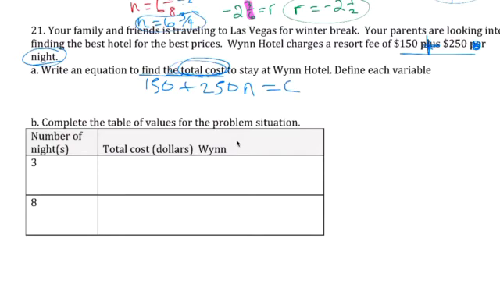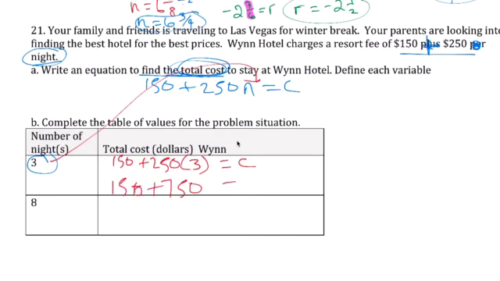All right. Complete the table of values for the problem situation. Okay, this parent wanted to stay 3 nights, so 3 goes in there. So 150 plus 250 times the 3 equals C. That's 750, so you get $900. The cost would be $900.